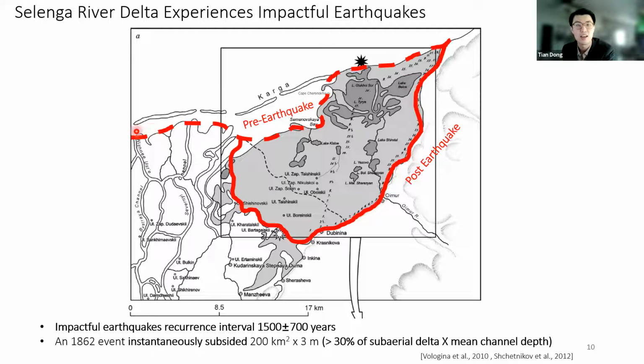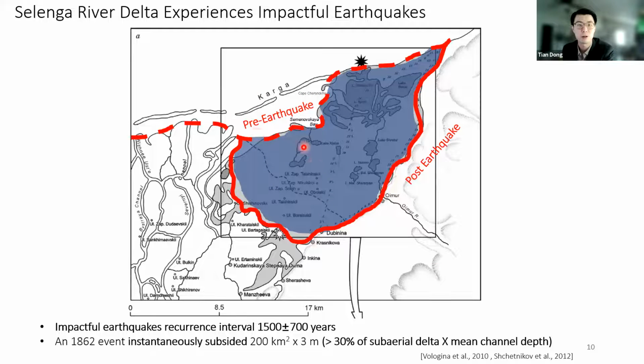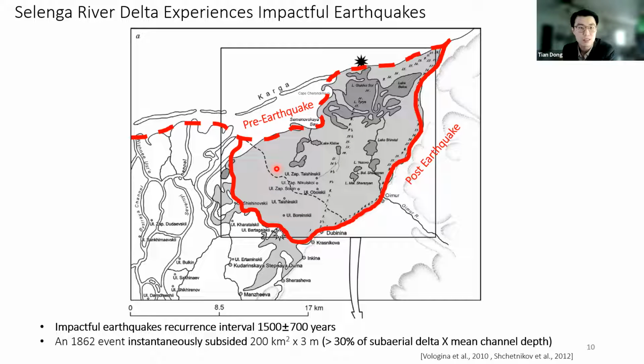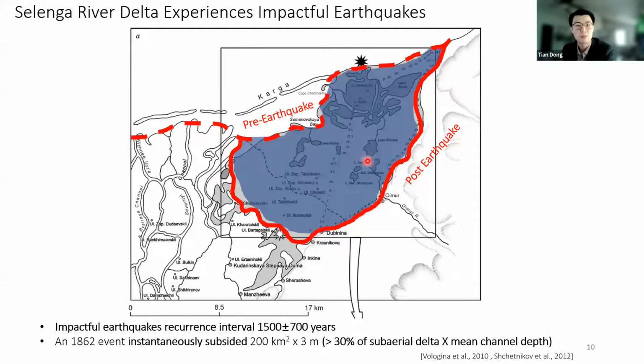And this dashed line here is the pre-earthquake shoreline. So everything in between these two shorelines, the blue polygon, actually subsided below water instantaneously overnight. And you can see these labels here. I think there are actually fishing villages on the delta. They just disappear overnight. And the maximum subsidence has been documented to be up to 7 meters.